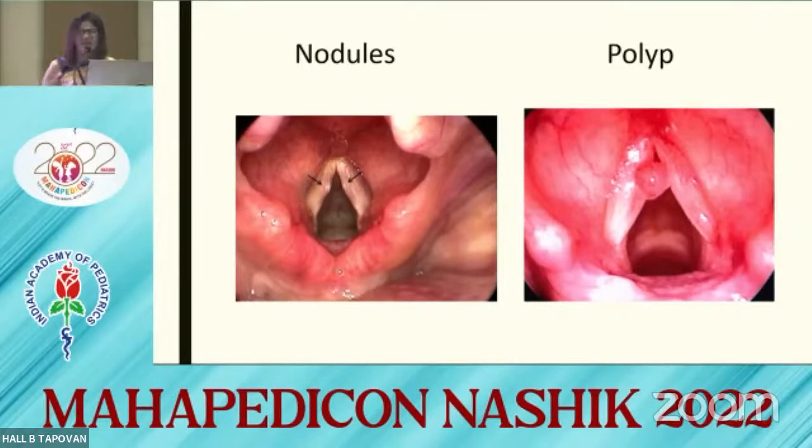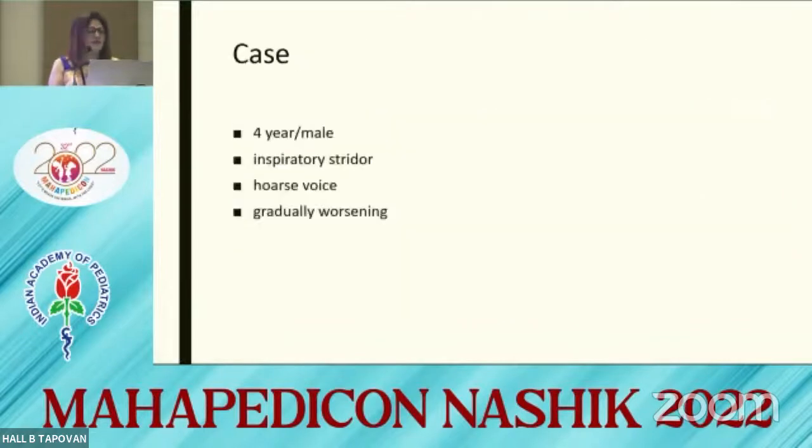So these are nodules which are seen in the upper first third of the vocal cords. But what you see here is a polyp of the vocal cords. Polyp of the vocal cord may have to be removed, but the vocal cord nodule needs to be given rest.